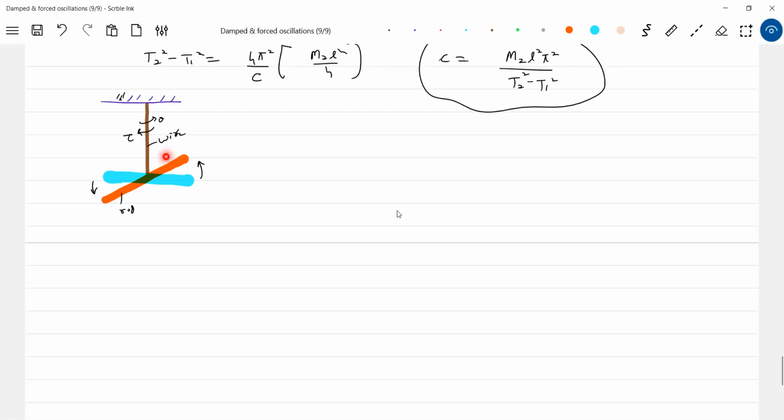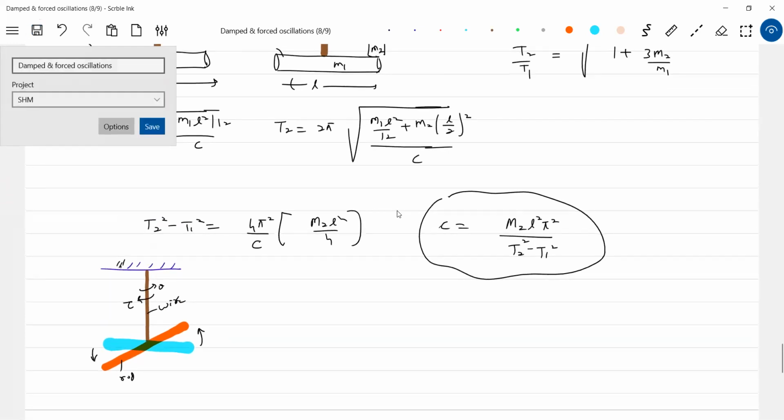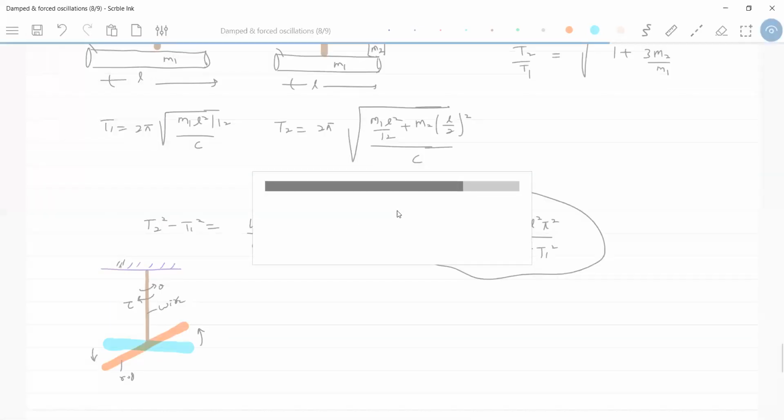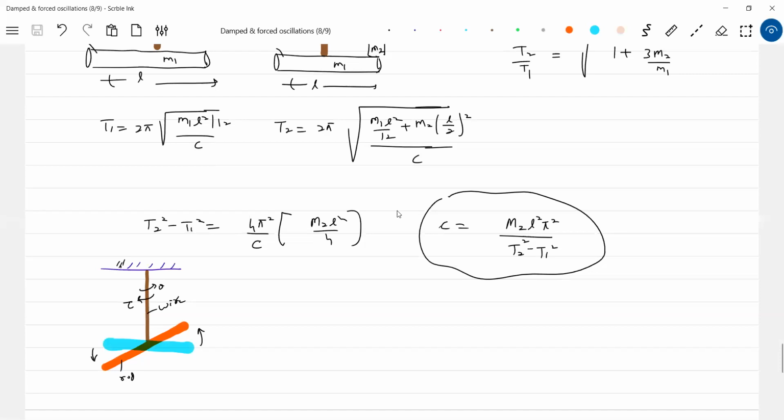Angular SHM is different from torsional oscillation. When the wire comes in, the torsional oscillations come into the picture. So it will be vibrating in this particular plane. You can see, look at the mains exams: start from the background, torsional oscillation, damped oscillation, forced oscillation, simple pendulum, compound pendulum, kinematics of SHM. Go to the exam, you'll be very comfortable.